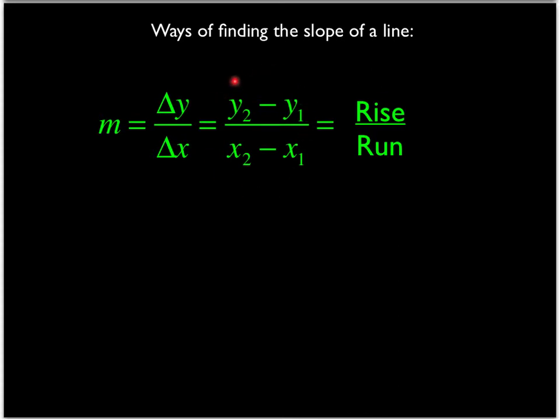Here's another one you've probably seen before. If we have 2 points, x1, y1 and x2, y2, those would be two ordered pairs. You can also find the slope by subtracting them: y2 minus y1 over x2 minus x1. And finally, the layman's definition of slope in words: rise over run. Rise would be your vertical change, run would be your horizontal change.